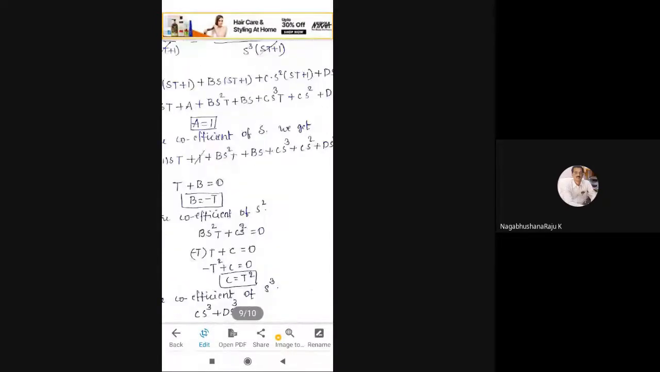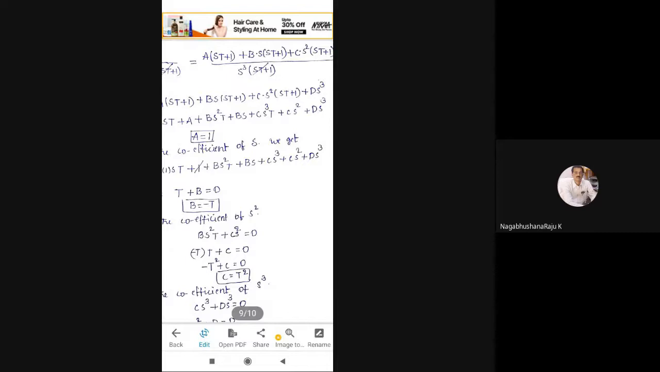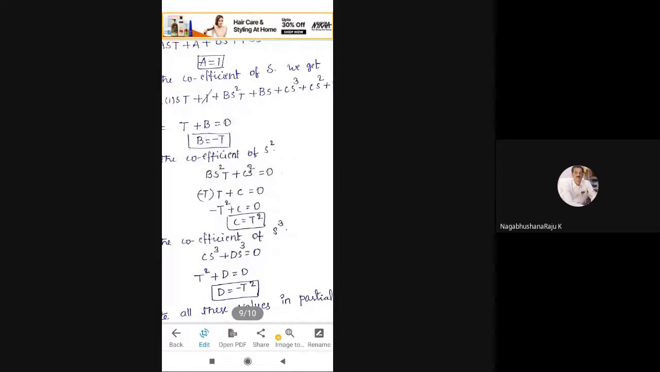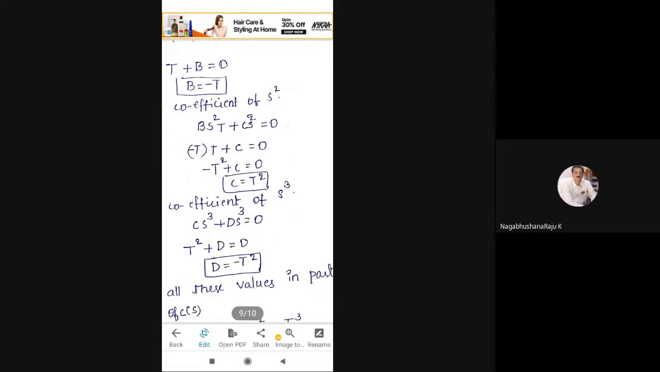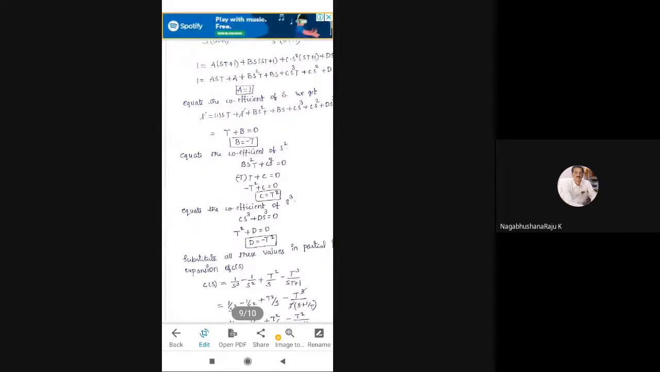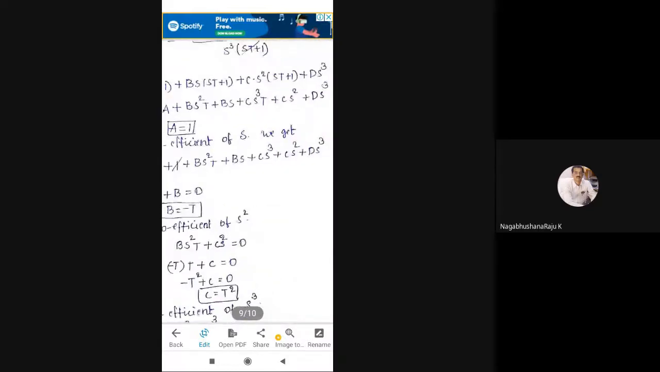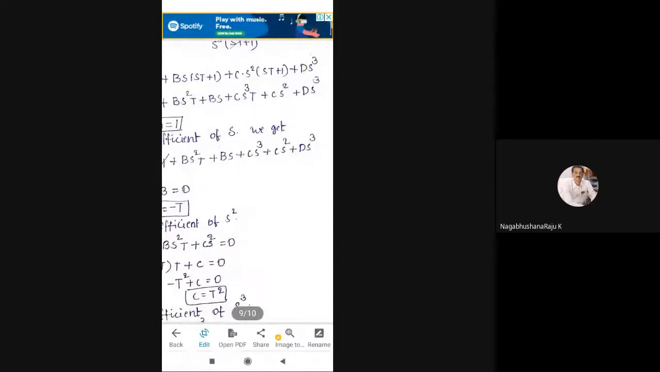In the above equation, the coefficients of s² are BT + C = 0. Substitute B = -T into this, that is -T² + C = 0. Then we get C = T². Substitute C = T² and equate the coefficients of s³ in this equation.